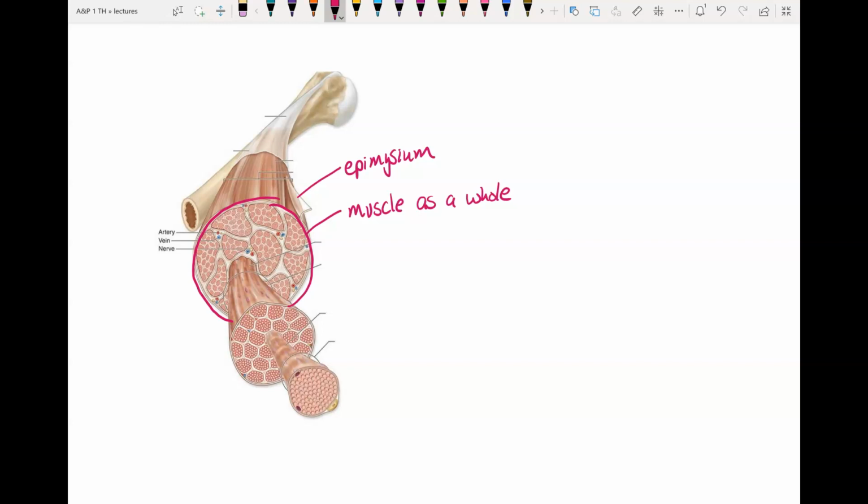Then that has tubes inside of it. So we have these bundles you can see. And I'm not going to outline all of them, but you get the idea here. Each of these bundles is a fascicle. And the fascicle is surrounded by connective tissue called perimysium. So you can see all this connective tissue in between here. That is perimysium.